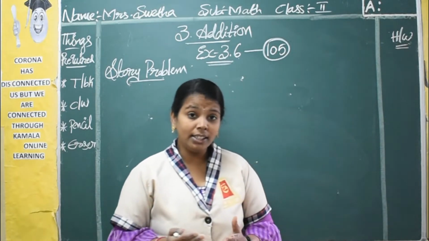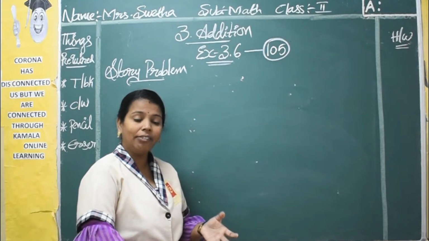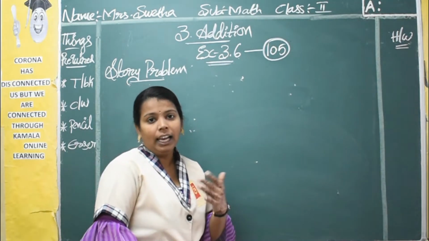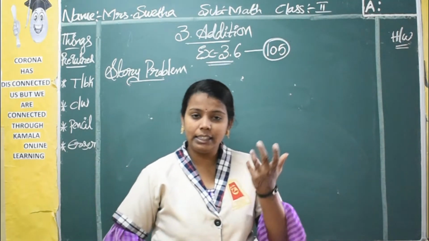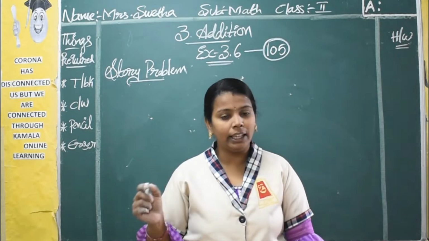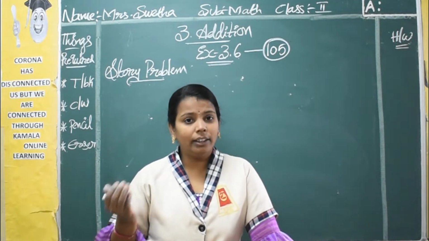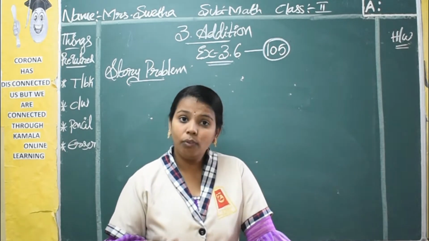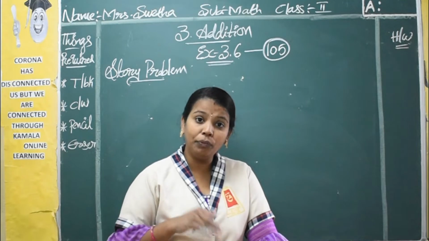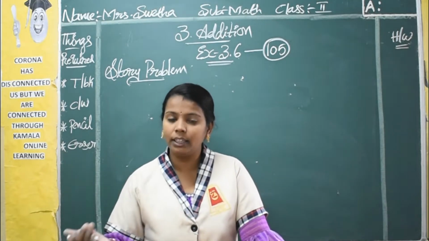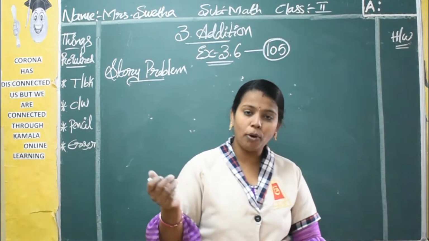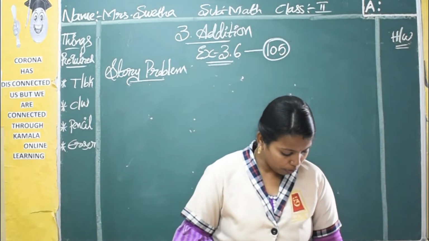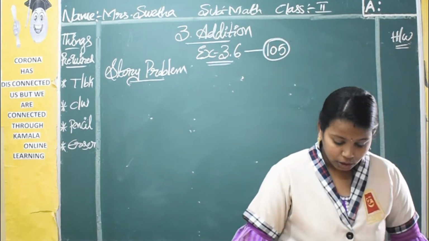In this exercise you are going to have the same type of additions, but here the addition is given like a story. So you have to read the story, pick the numbers from there, and do the addition. And one more point: before doing the addition you have to frame the sentence also. For the story problems you have to write the sentence, then do the addition. Now we will start with reading the question.